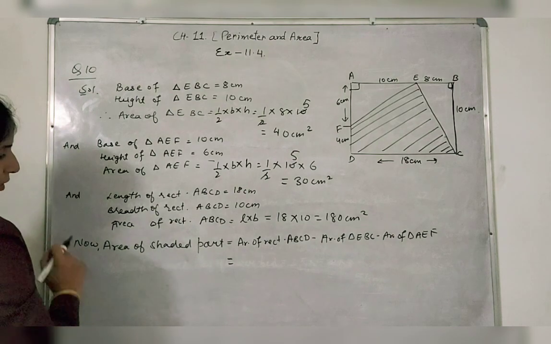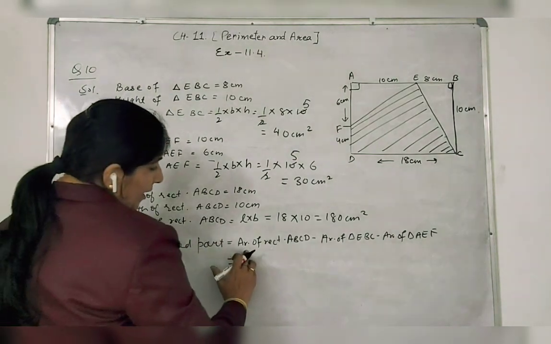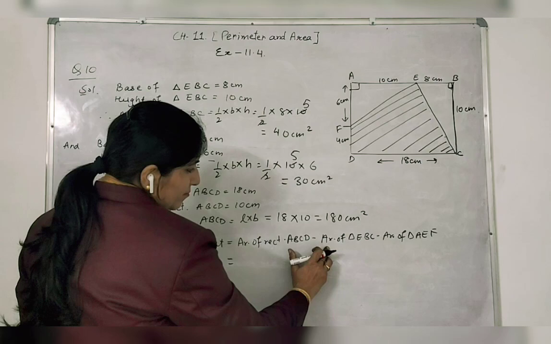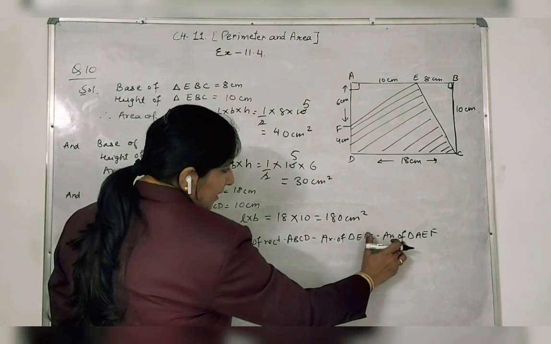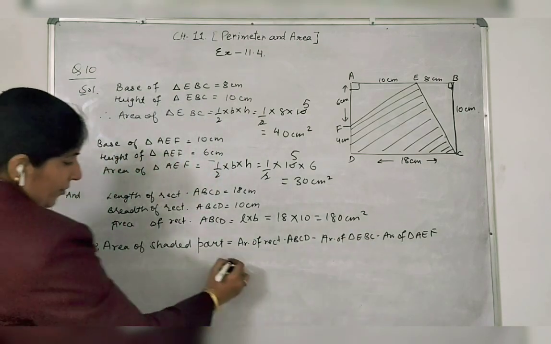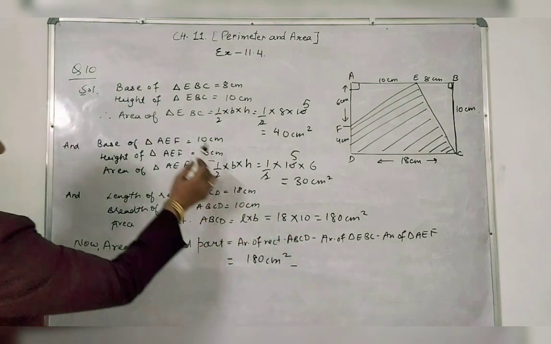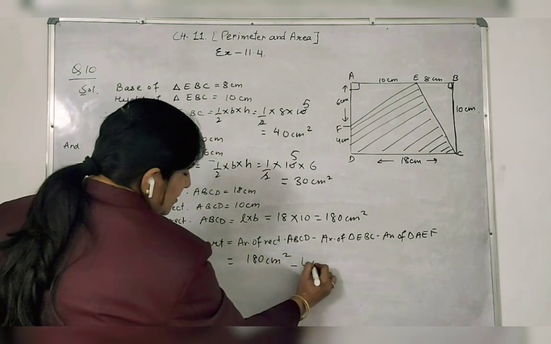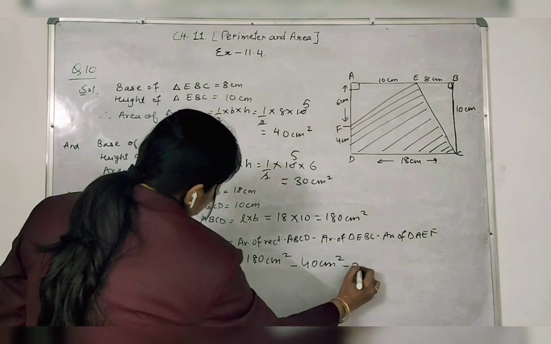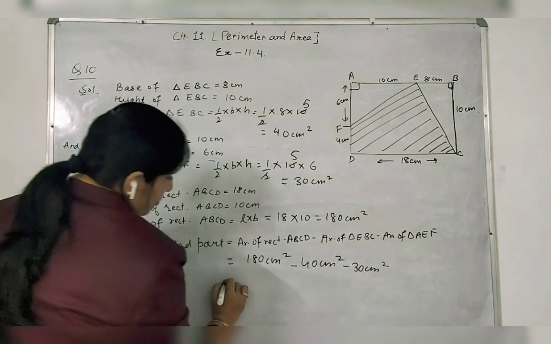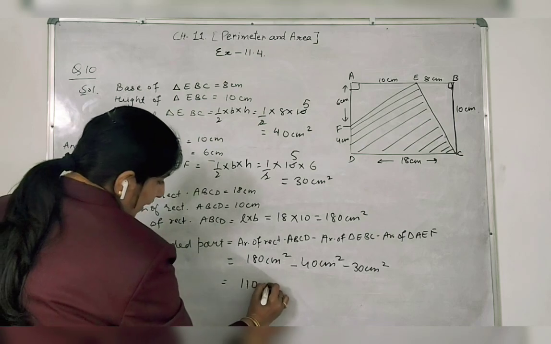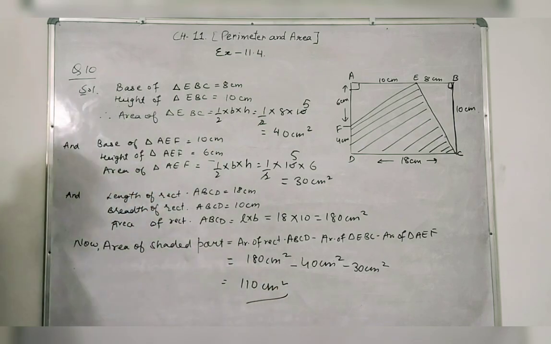Now the area of the shaded part. What do we have to do? Area of rectangle ABCD minus area of triangle EBC minus area of triangle AEF. So that is 180 centimeter square minus EBC's area, which is 40 centimeter square, minus 30 centimeter square. So we get the result, 110 centimeter square. This is the answer to this question.